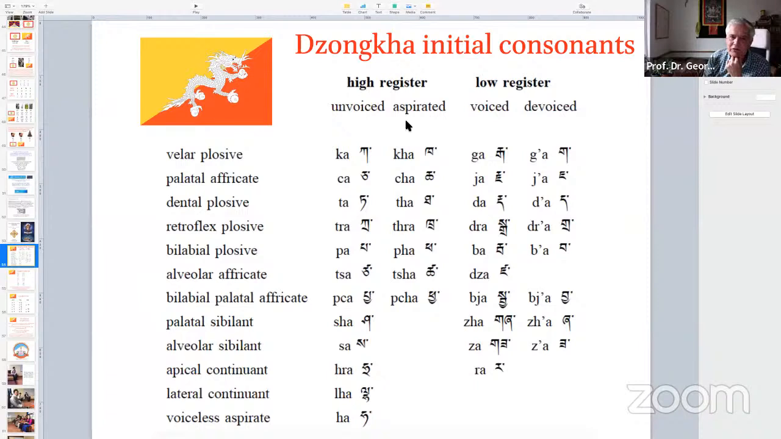This is the phonology. These are the phonemes. No government can legislate this, and no linguist can change it either. You can discover it, or you can fail to discover it. These are simply the phonemes. This is the phoneme inventory. And the spelling, this is a traditional spelling for these types of sounds. So you have high and low register initials, and these are those sounds.